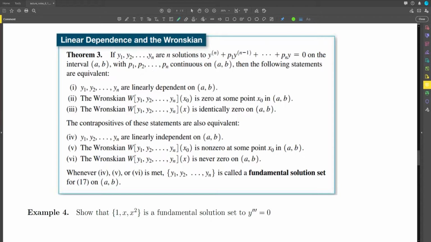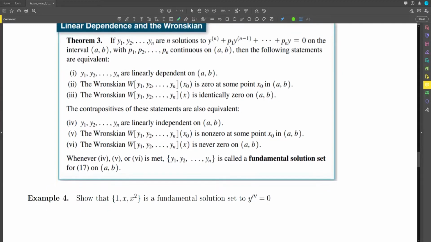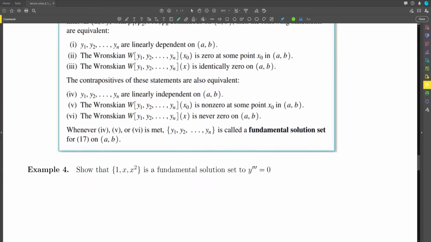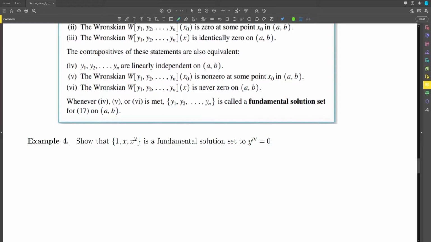Whenever conditions 4, 5, or 6 are met, the set y1, y2 up to yn is called a fundamental solution set for the homogeneous differential equation on the interval a comma b. So in this example, we will show that 1, x, x squared is a fundamental solution set to the differential equation y triple prime equals 0.